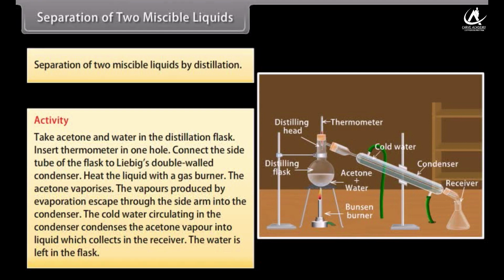Insert thermometer in one hole. Connect the side tube of the flask to Liebig's double-walled condenser. Now heat the liquid with a gas burner.